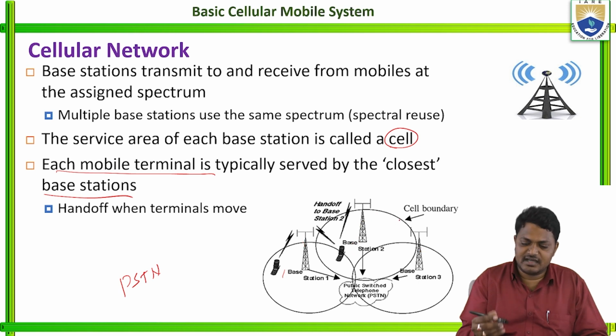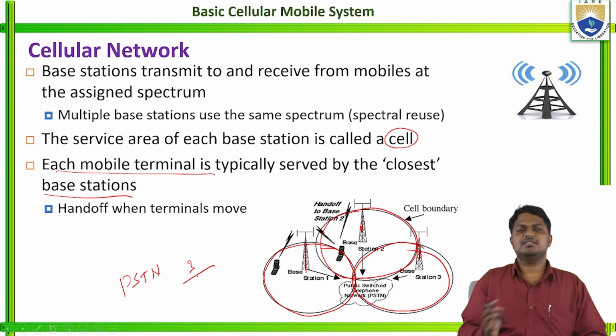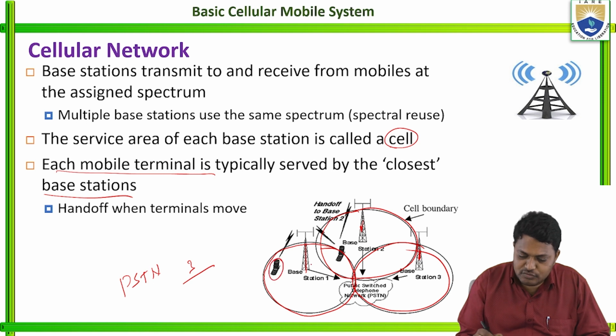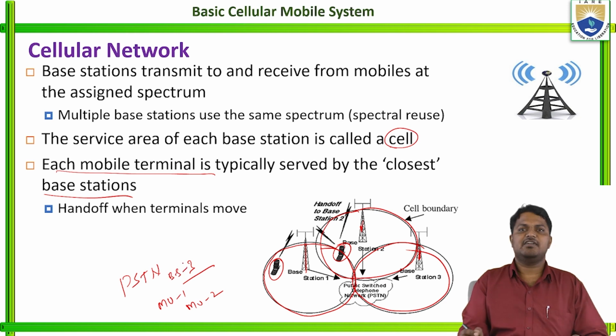We already discussed handoff, but I will explain it again here. So this is the base station and this is the coverage area of this base station. And this is another base station and its coverage area is this area. At the same time, this is another base station and the coverage area is this one. So here, 3 base stations are there, and for these 3 base stations, 3 coverage areas are available. At the same time, only 2 mobile units are available, mobile unit 1 and mobile unit 2, with 3 base stations.